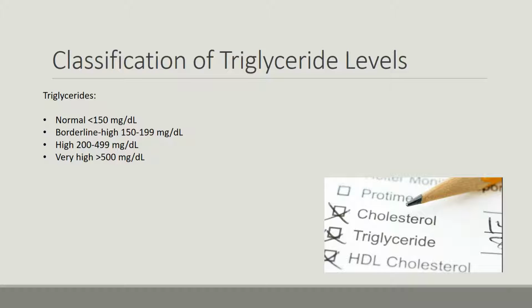So obviously, if you have somebody with very high triglycerides, even if they don't have diabetes and they only have a mild to moderate risk of cardiovascular disease, we still want to think about their risk for pancreatitis and limiting that.